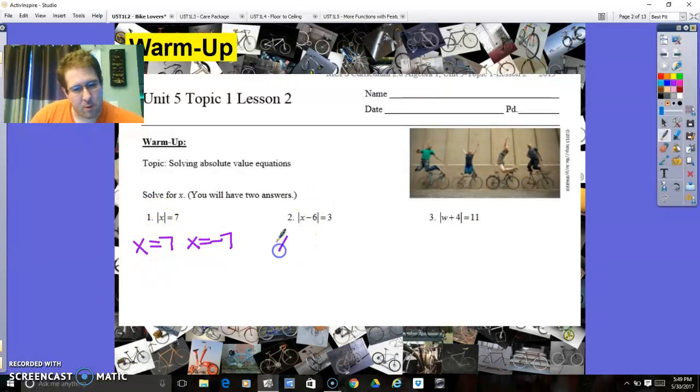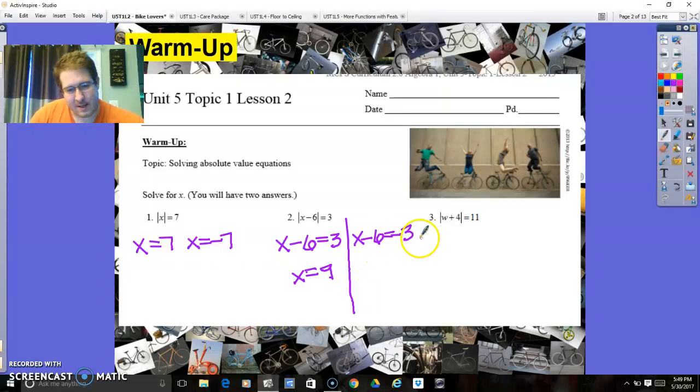But in this question, it would have been x minus 6 equals 3. I split it in half and I solve it again. x minus 6 equals negative 3. And now I'm going to solve it twice. Add 6 to both sides here, which means x is 9. And then add 6 over here and you get an answer of 3.